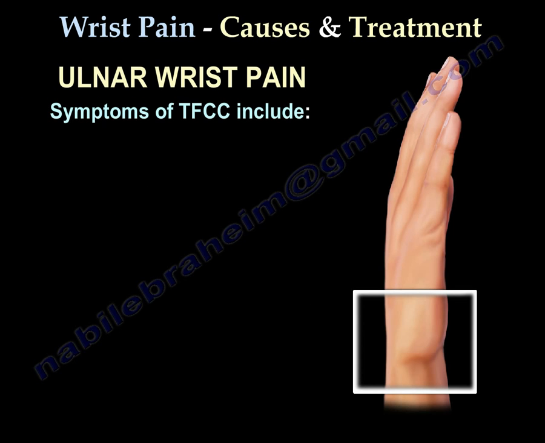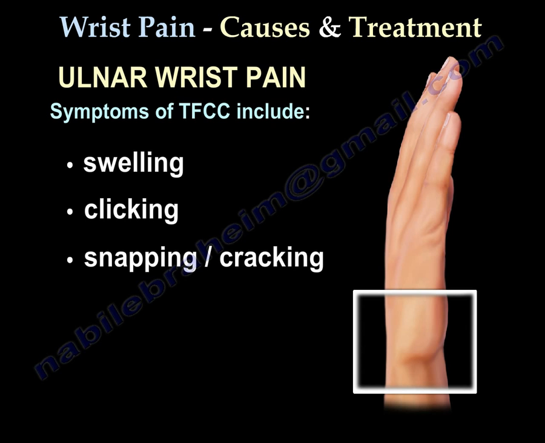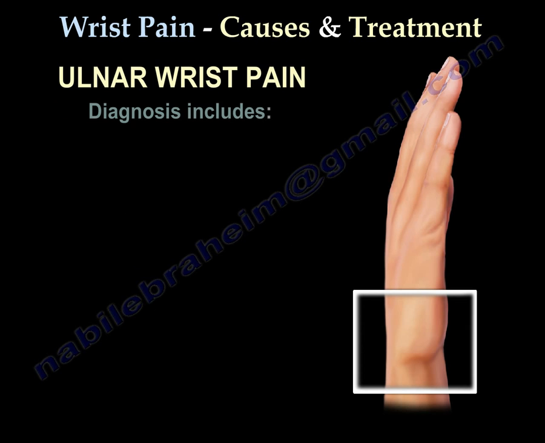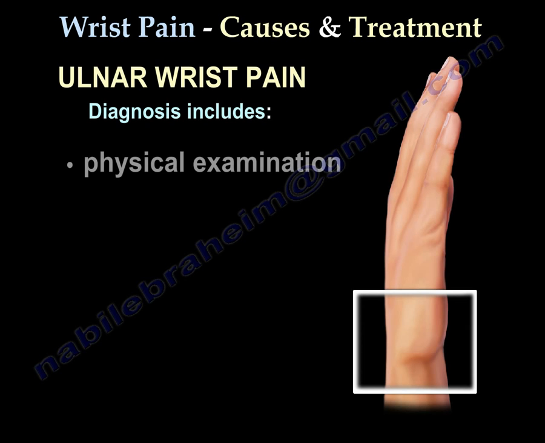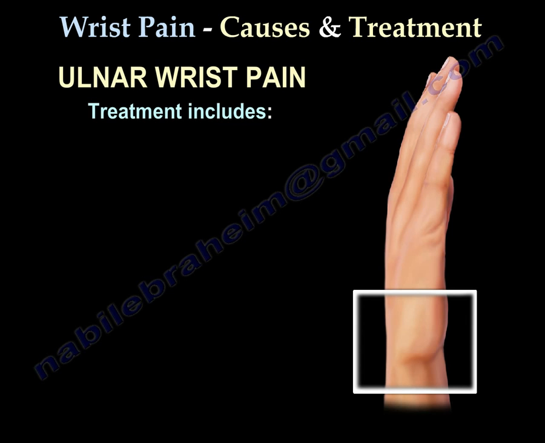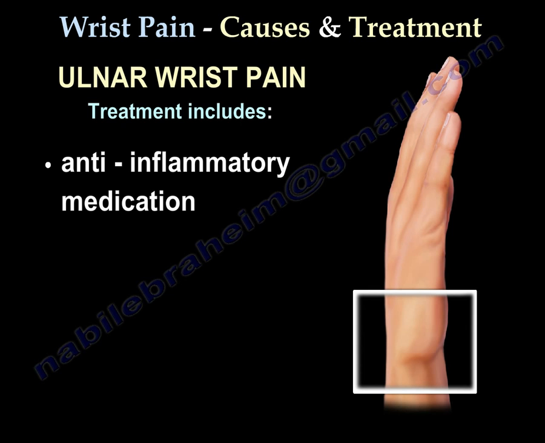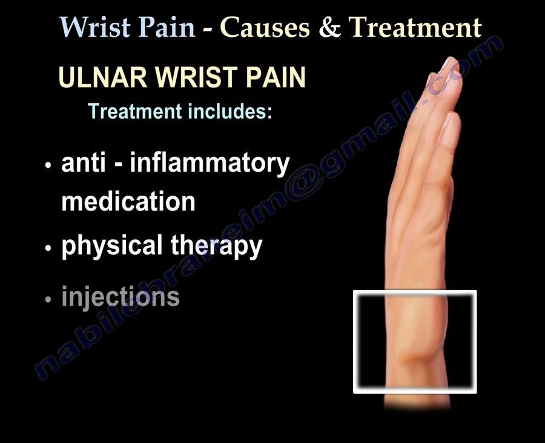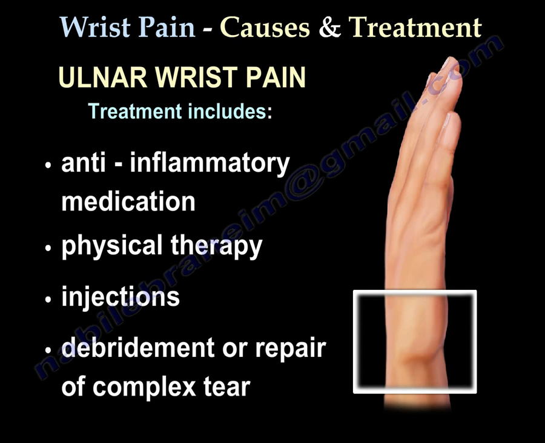Symptoms of a TFCC tear include swelling, clicking, snapping, cracking, and weakness. Diagnosis includes physical examination, MRI, and wrist arthroscopy. Treatment includes anti-inflammatories, physical therapy, injections, debridement, or repair of a complex tear.